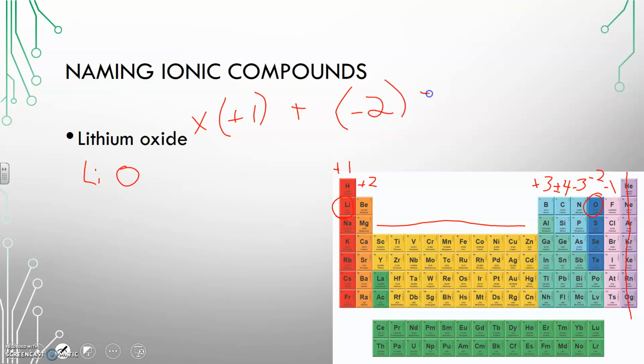Now remember, this still has to add up to 0. So we have +1 -2. Right now that's a -1 charge. So you just take this and multiply it by 2. So now it's 2 times +1. So we've got a +2 minus another 2. So lithium oxide is Li2O.